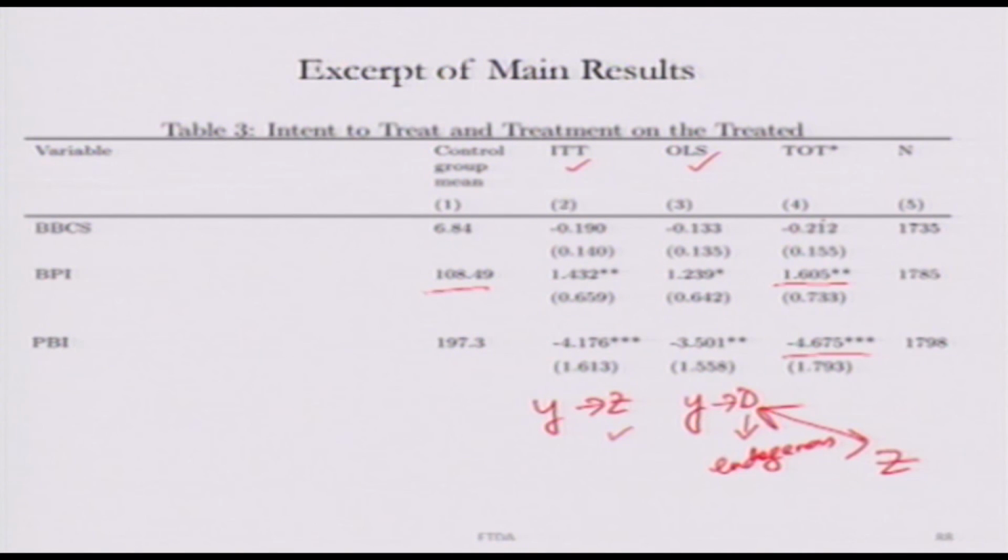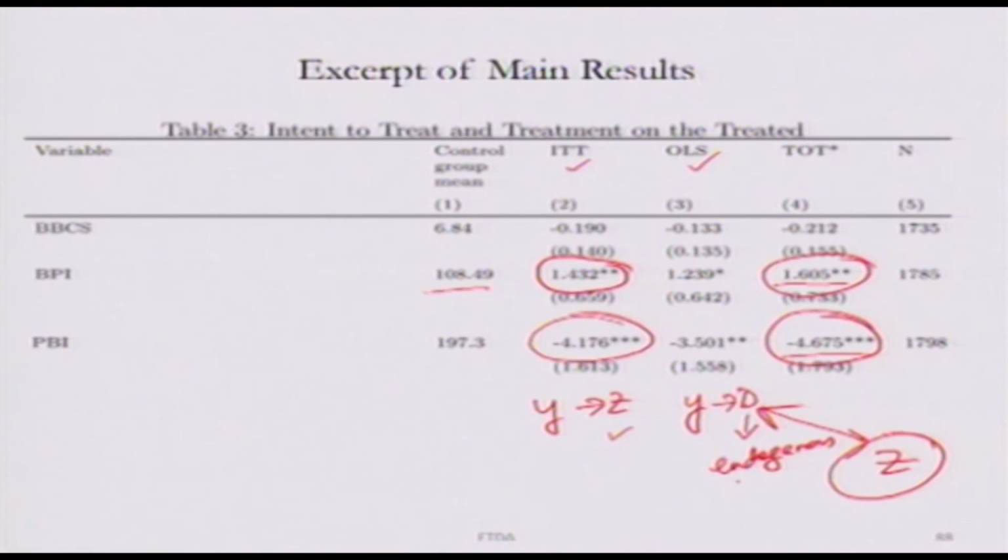But important thing to understand over here is the difference between column 2 and column 4. Column 2 gives you only the impact of the program assignment on the outcome, but it is not the average treatment on the treated. This is the average treatment on the treated, which you can retrieve by using the IV technique, by using Z or the program assignment as an instrumental variable.